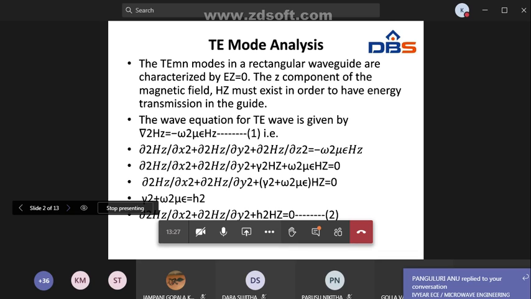So what is the cutoff frequency? Cutoff frequency means the frequency at which gamma just becomes 0. That is defined as the cutoff frequency. So the cutoff frequency is c by 2 into square root of (m by a) whole square plus (n by b) whole square. So there is a formula for the cutoff frequency.